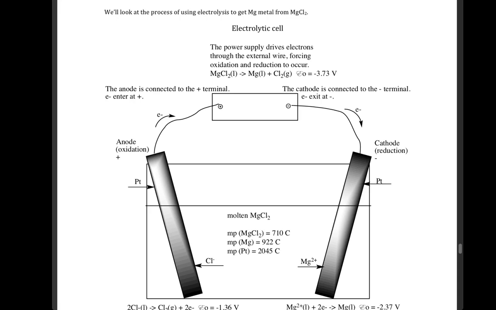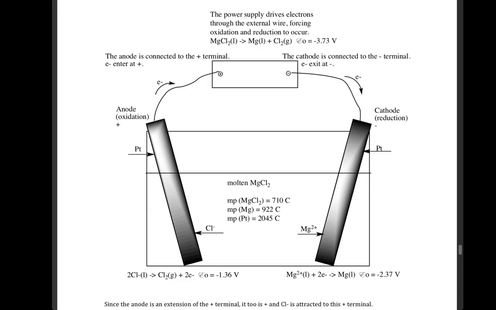Now, indeed, magnesium chloride is found as a solid in nature. It's a solid at room temperature. So is the metal magnesium at room temperature. But in this electrolytic cell, we are doing it in the liquid phase. We're making it molten. We're heating it a lot so that the ions are able to move about.